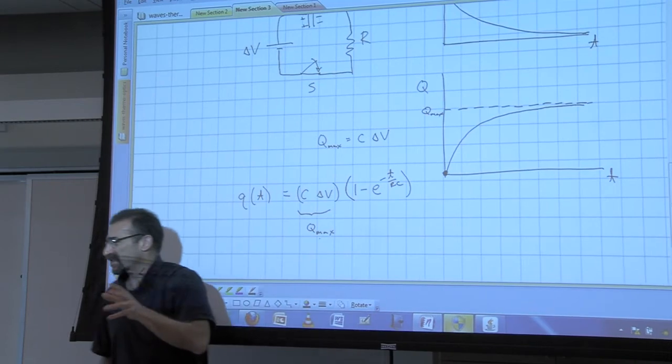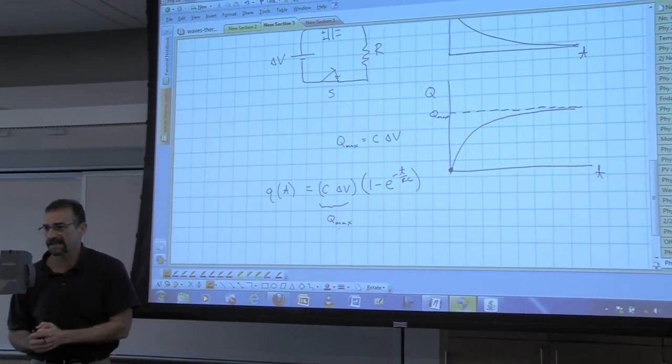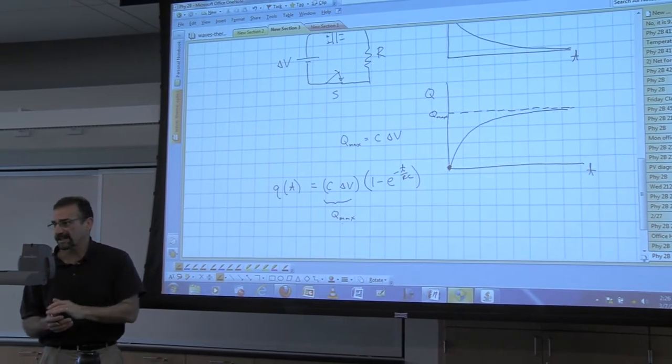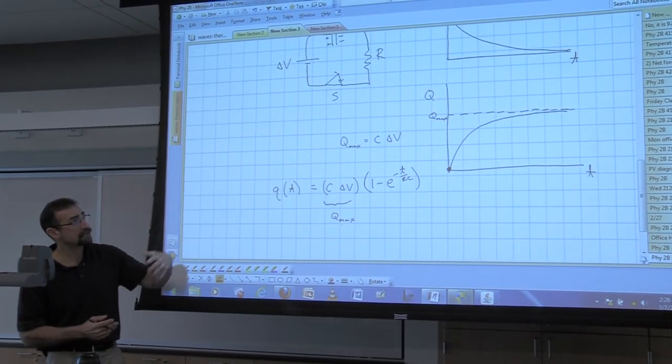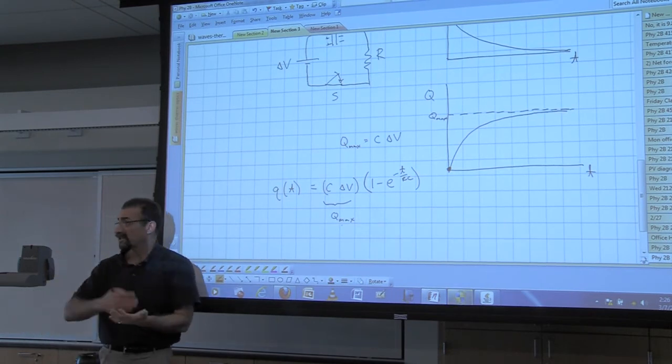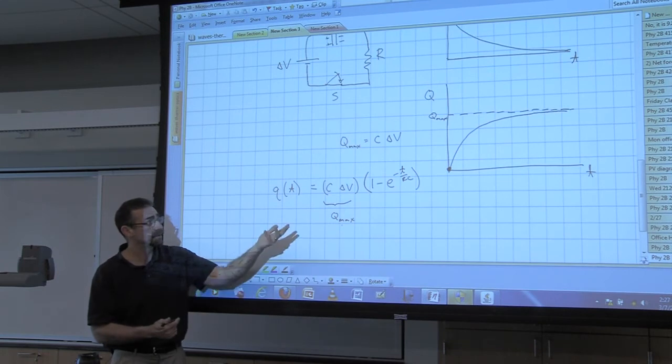So it's a good idea to just check your conditions. T equals 0, t equals infinity. Make sure it makes sense, because it's easy to get the equations mixed up. Make sure you have the right equation. So this is for a capacitor that's charging. You close the switch at t equals 0. It had no charge on it, and it charges up as time goes on.